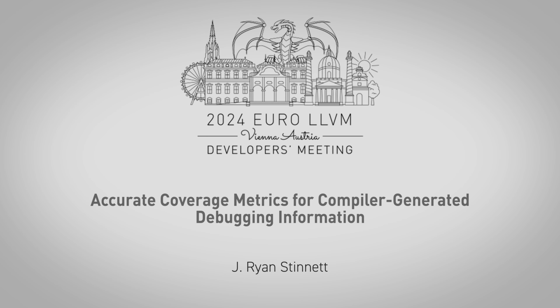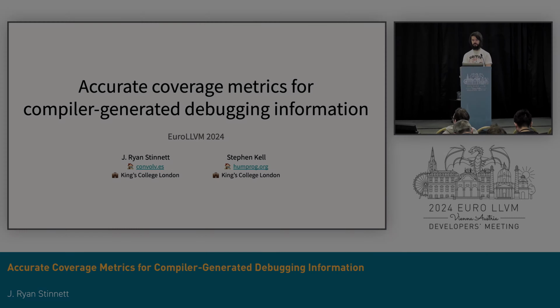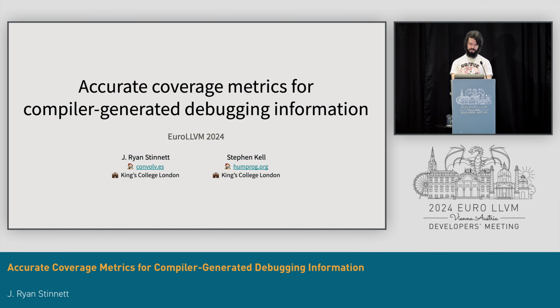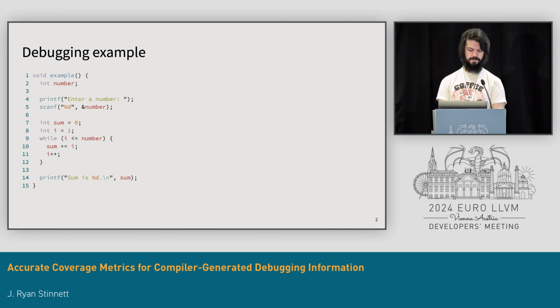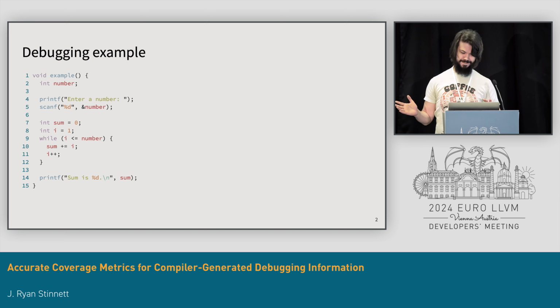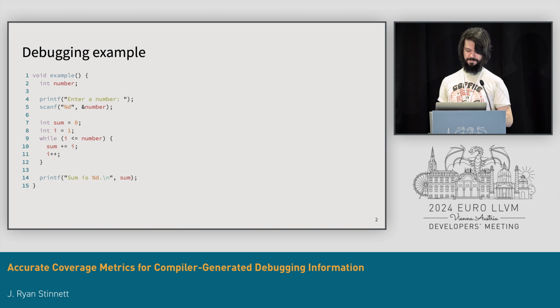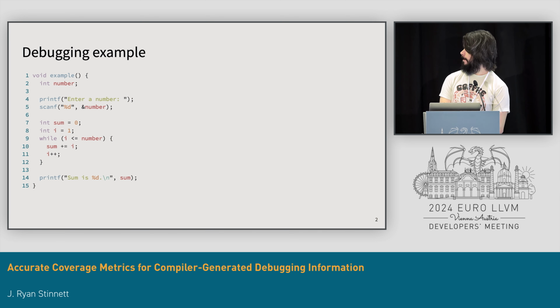Today I wanted to talk to you all about some coverage metrics for compiler-generated debug info. But first, to set the stage, let's just take a look at a simple function. It's not too important what this does exactly, but it's a simple function that takes some input, there's a loop, and it prints out some output.